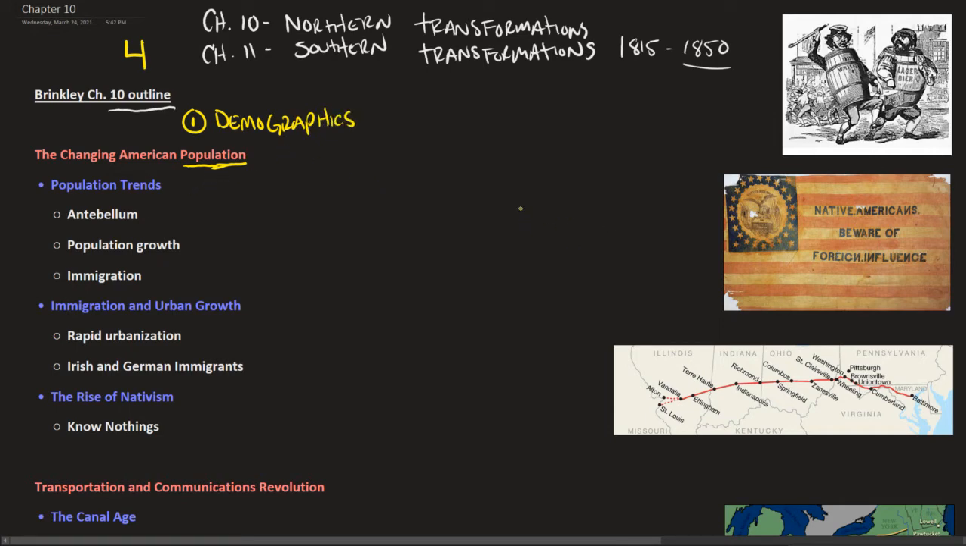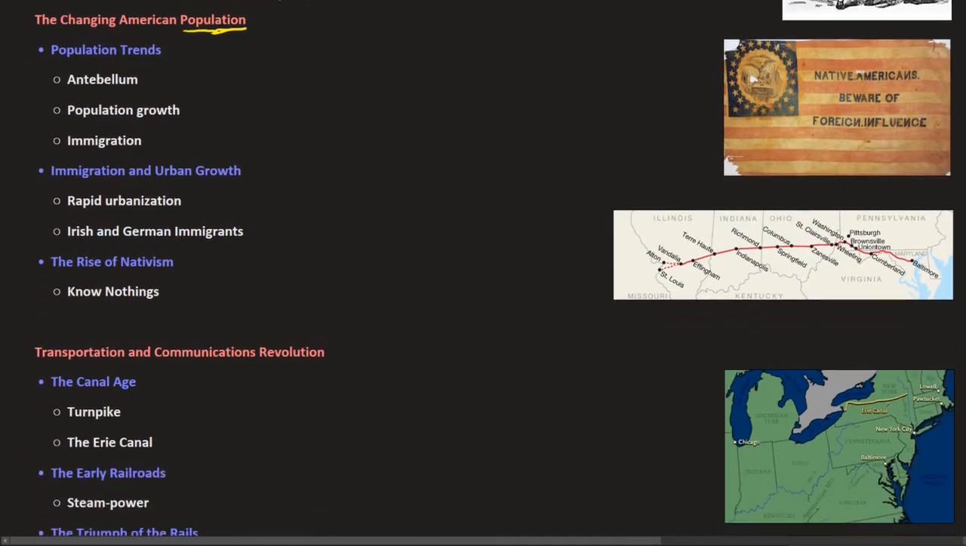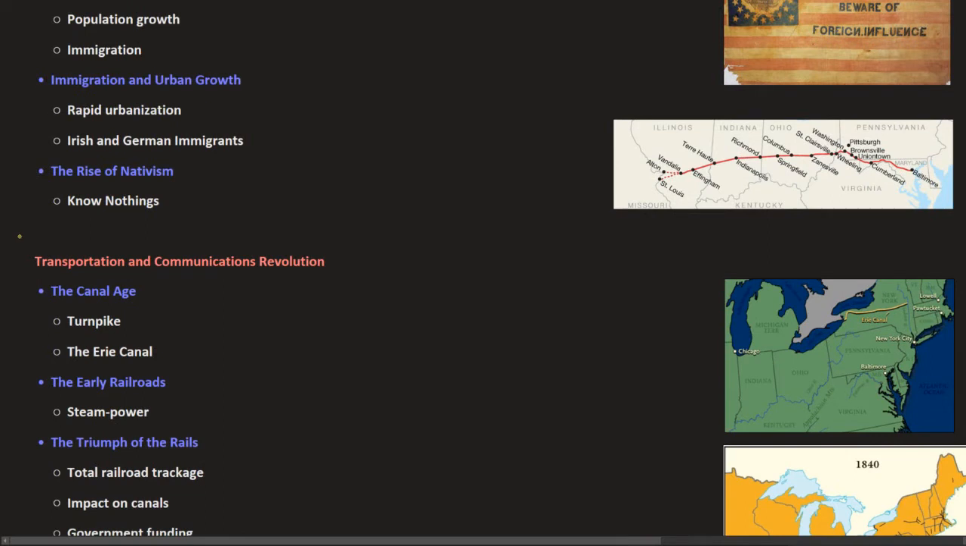So one of the 4 major changes that takes place in the northern United States between 1815 and 1850 is changes in population. Number 2 is transportation, right? A change in the way that people get around, and not just people, goods and services as well, mostly goods.